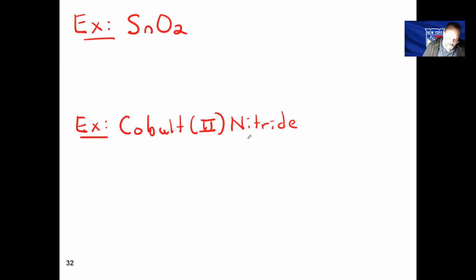Okay. A couple of other examples to finish off. First one, SnO2, we want to give the name. Sn is the chemical symbol for tin. Tin is a transition element, a transition metal. So we're going to have to get the charge as part of the name. O, of course, represents oxygen, but here it would represent oxide. So what we have here is tin something oxide.